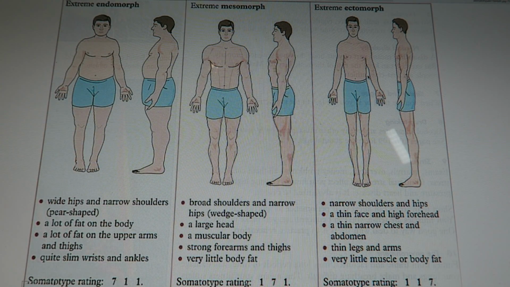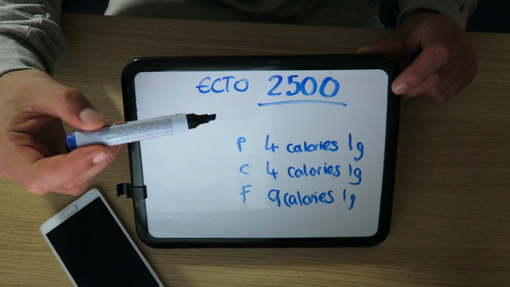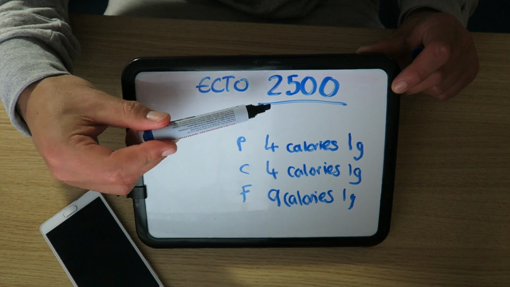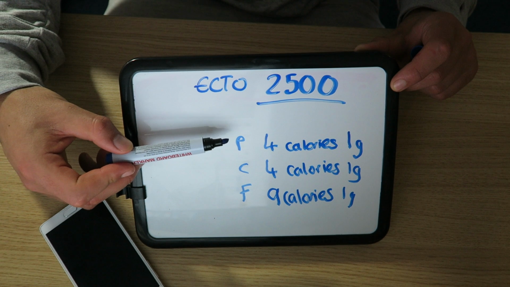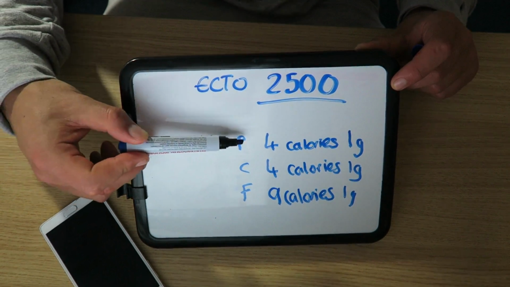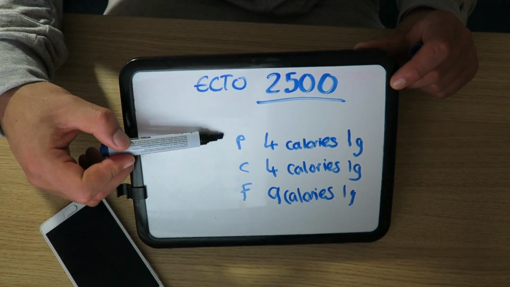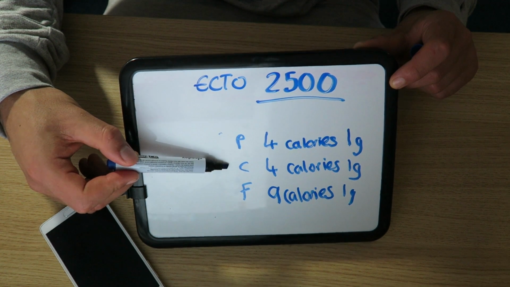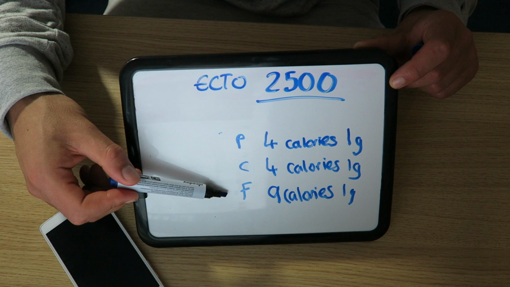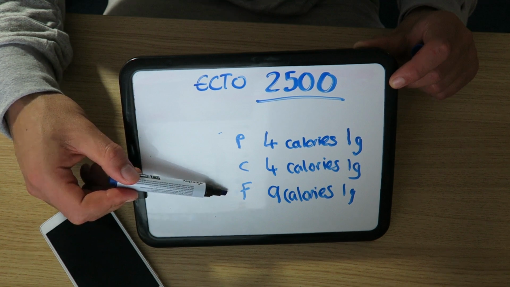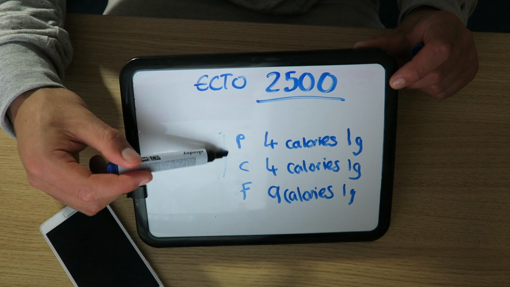Eat whatever all day and always look good diet, and a 40% carb, 40% protein and a 30% fat diet. As an example, we're going to use an ectomorph who's bulking and needs 2,500 calories. Let me write down before we work everything out that there are 4 calories in 1 gram of protein, 4 calories in 1 gram of carbs, and 9 calories in 1 gram of fats. Take note of these numbers, they are important.